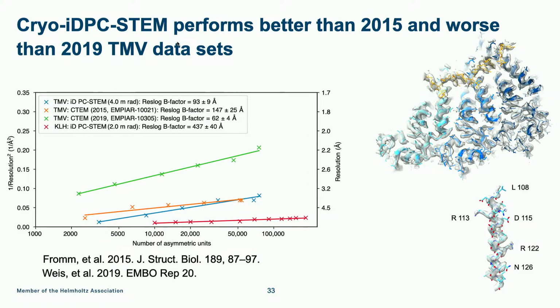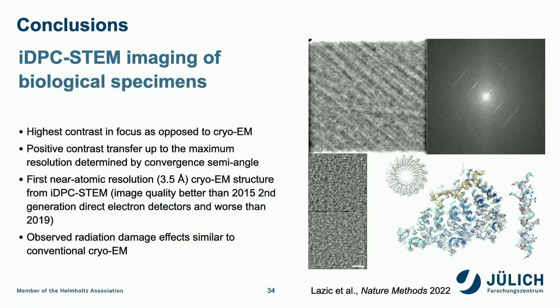So already pretty good, actually, considering that this has not been really exploited. And there I come to the conclusion in this part of the talk. So we basically know that the highest contrast is here in focus, and we have a complete transfer of information. We have no phase reversals here, and so this we can really take at face value.